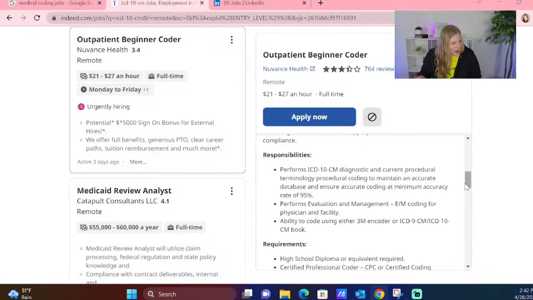Okay. It performs evaluation and management coding for physician and facility. Ability to use either 3M encoder or ICD-10-CM, ICD-9-CM, and ICD-10-CM. Yeah, it's still mentioning ICD-9. I mean, unless you're coding charts from, oh my gosh, how many years has it been now? It's gotta be at least 6. So unless you're coding old charts, you're not gonna be working in ICD-9, which if you're doing stuff that old would likely be auditing, not outpatient beginner coder.